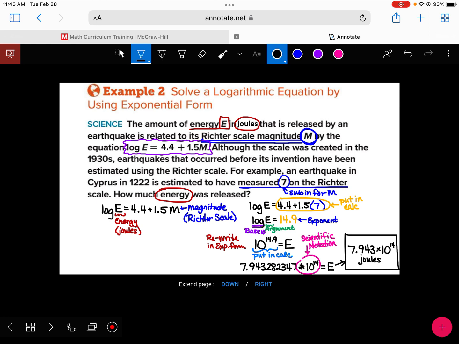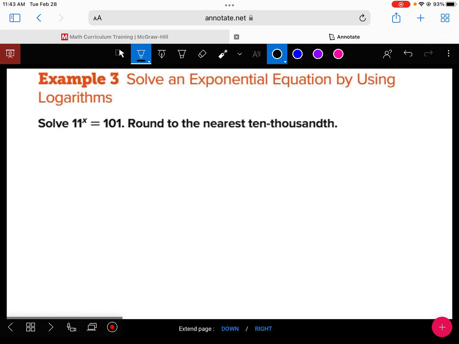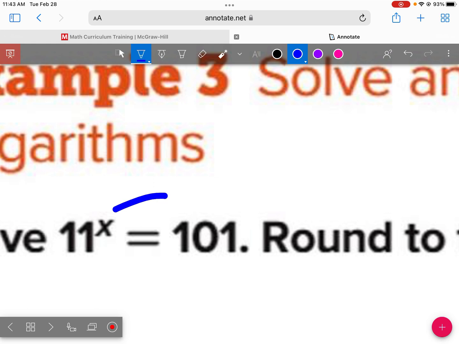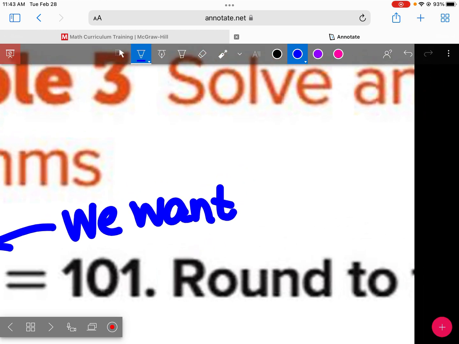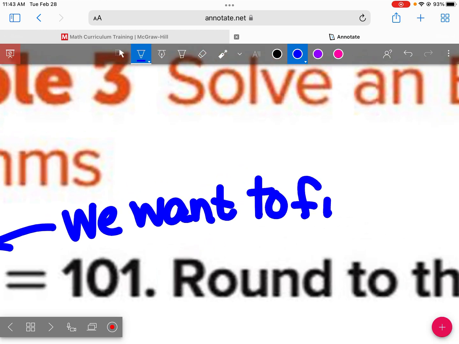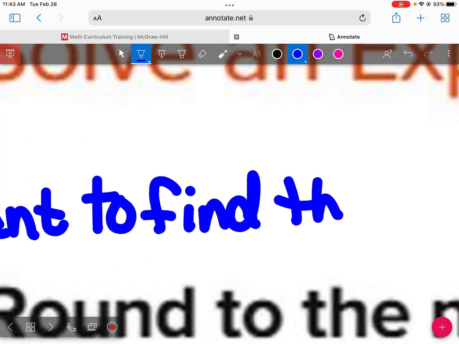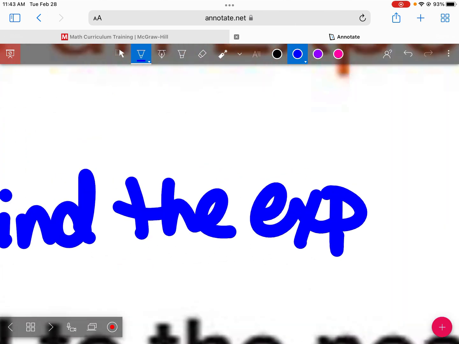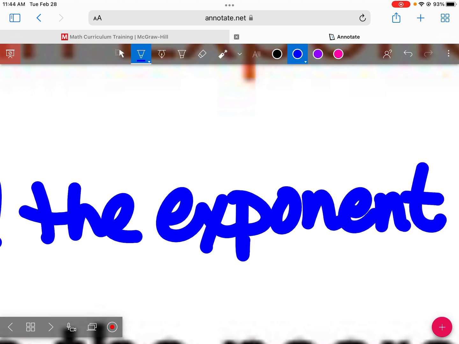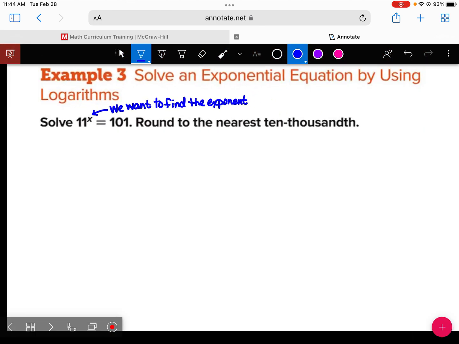All right. Example number 3. Where is the x in example number 3? The exponent. We want to find the exponent. Do you guys know off the top of your head 11 to some power equals 101? I don't know that one.